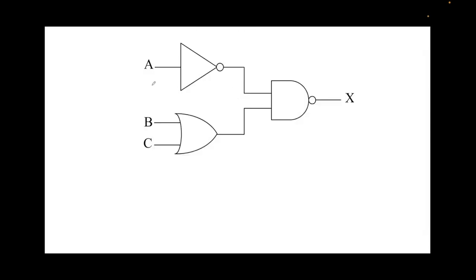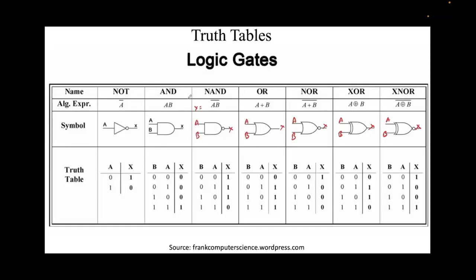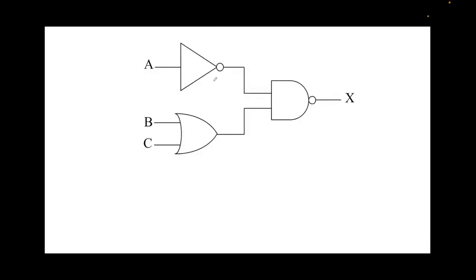This was the problem that was given to us. We have a NOT gate at the top, an OR gate at the bottom, and a NAND gate at the right. I've identified these gates because, just based on how they look, we can identify them.